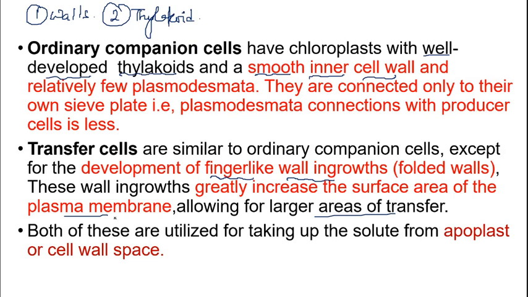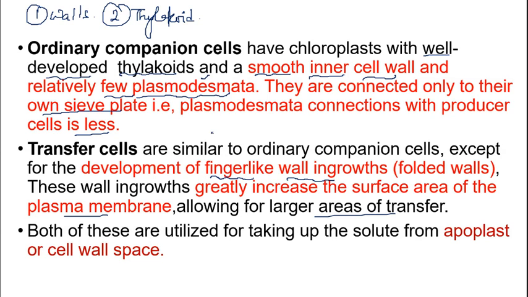Third, there are relatively few plasmodesmata. Very important. Very few plasmodesmata are there in ordinary companion cells. They are connected only to their own sieve plate. They are not connected with the producer cells. These companion cells are not connected with the producer cells. They are connected with their own sieve element only, because plasmodesmata are very few.